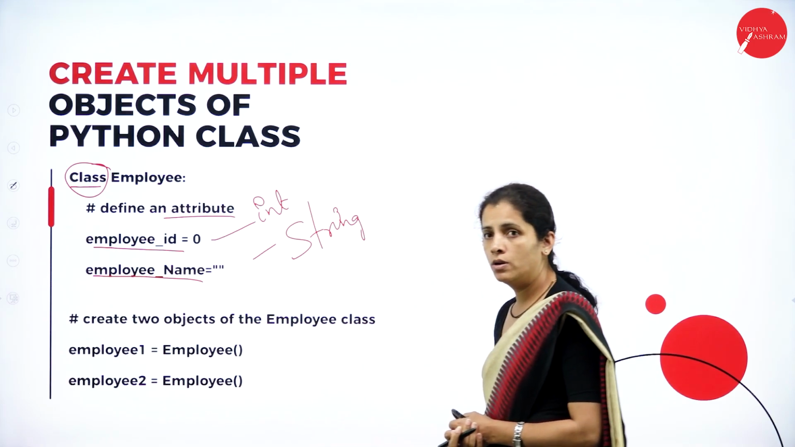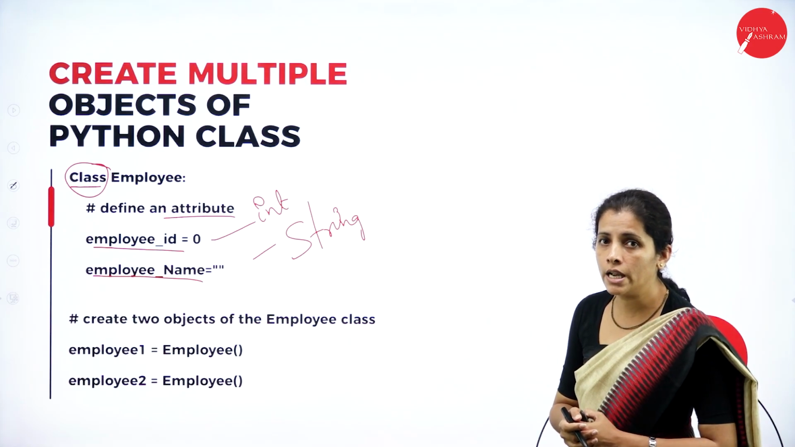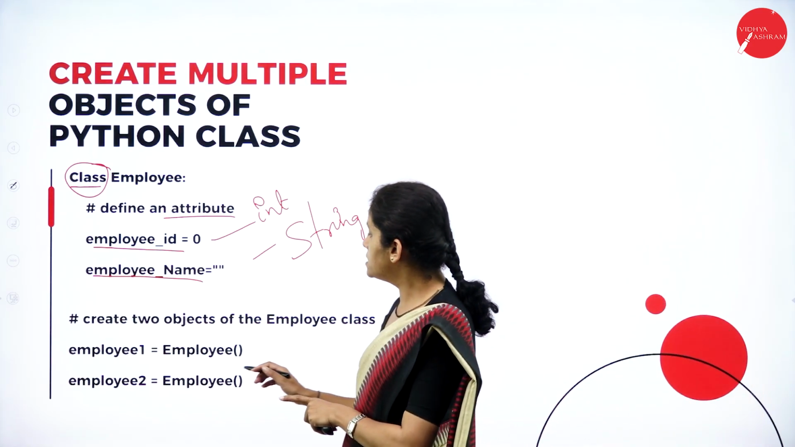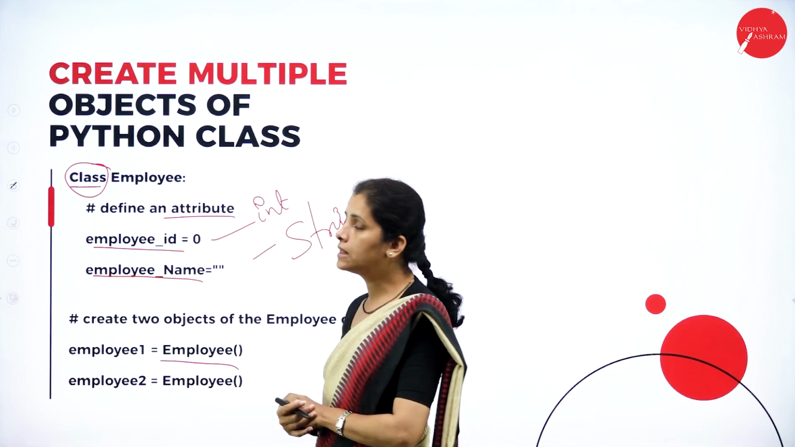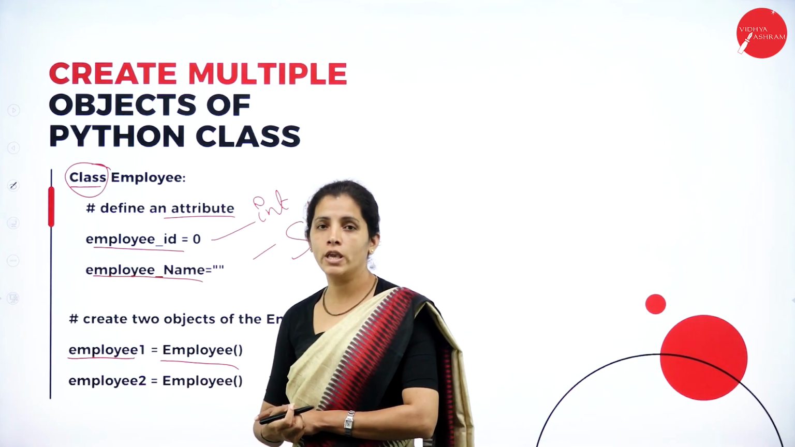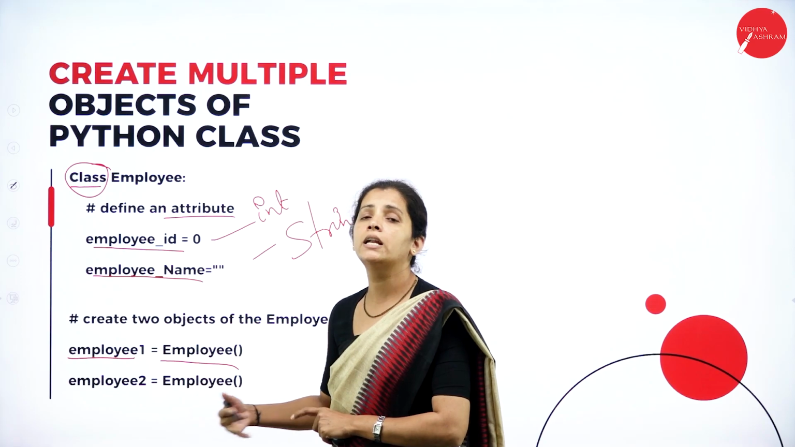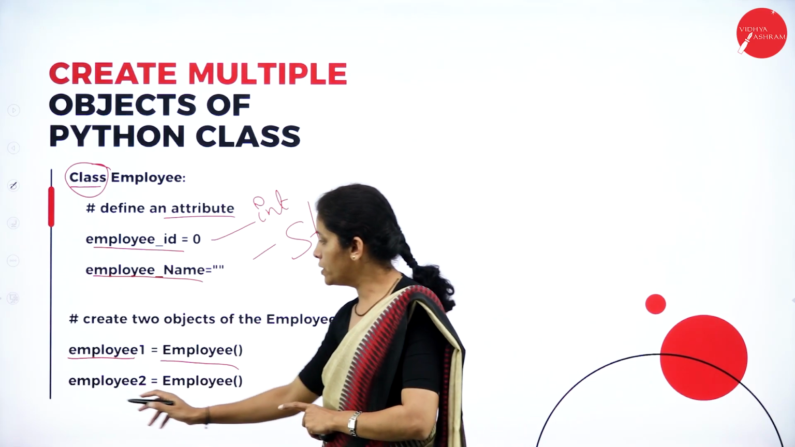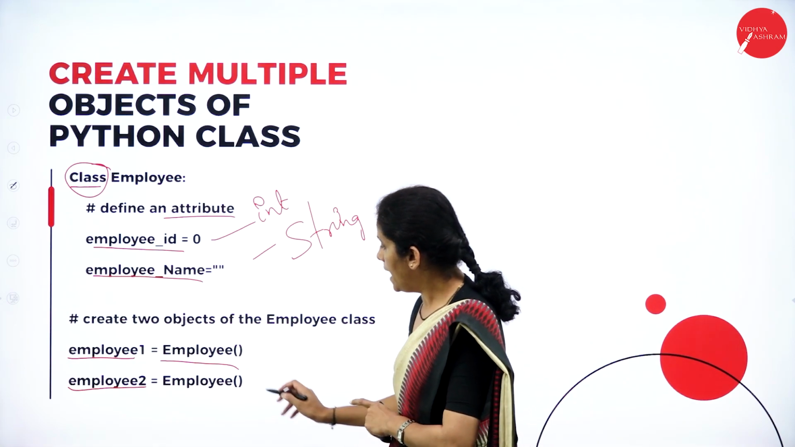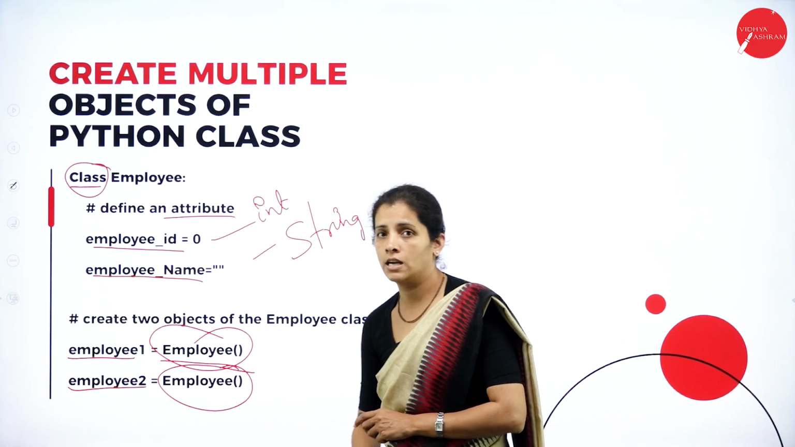Okay, now let me discuss how I can create an object for this class. So what is my class name? That is employee, and what is my object name? Employee1. And for the same class, I can create multiple objects. So here employee2 is my another object. And what about this one? It's a constructor.